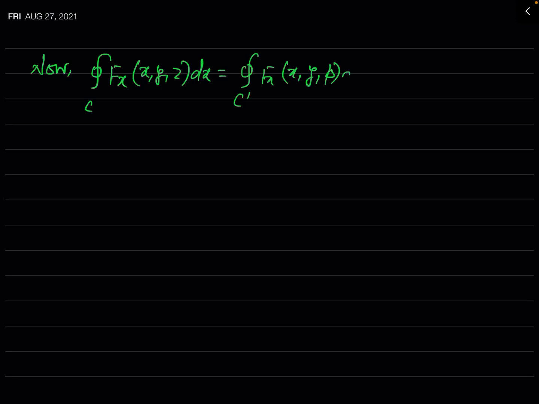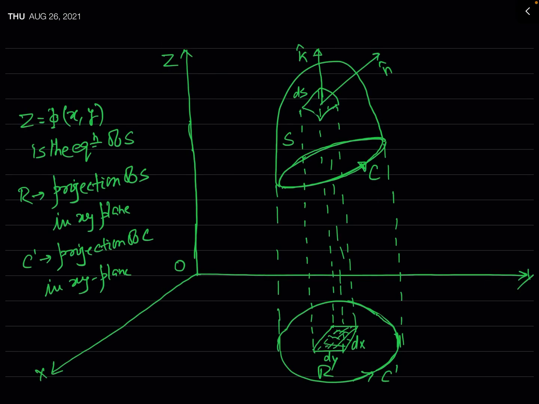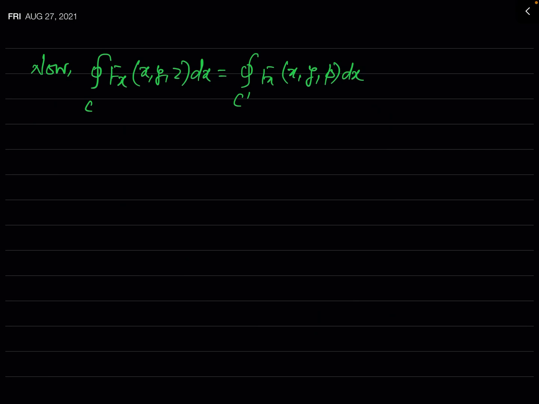So you can say now, the integral along the closed curve C of Fx with respect to x. Fx is a function of x, y and z. Since you have seen that the projection of this closed curve C in the xy plane is C prime, we can express this integral in this manner. This is the integral along C prime of Fx of x, y, phi dx. Because since this C prime lies in the xy plane and z is equal to phi of x, y, instead of z you can write phi here.